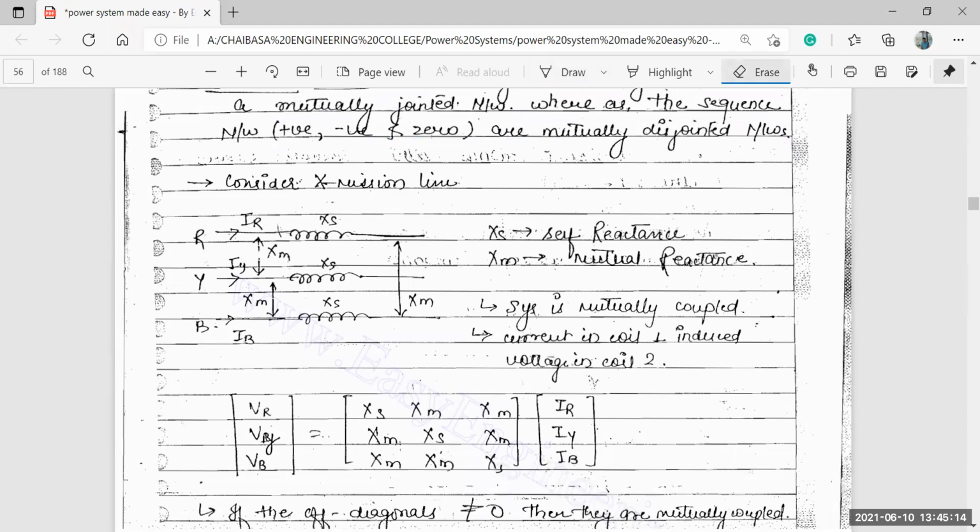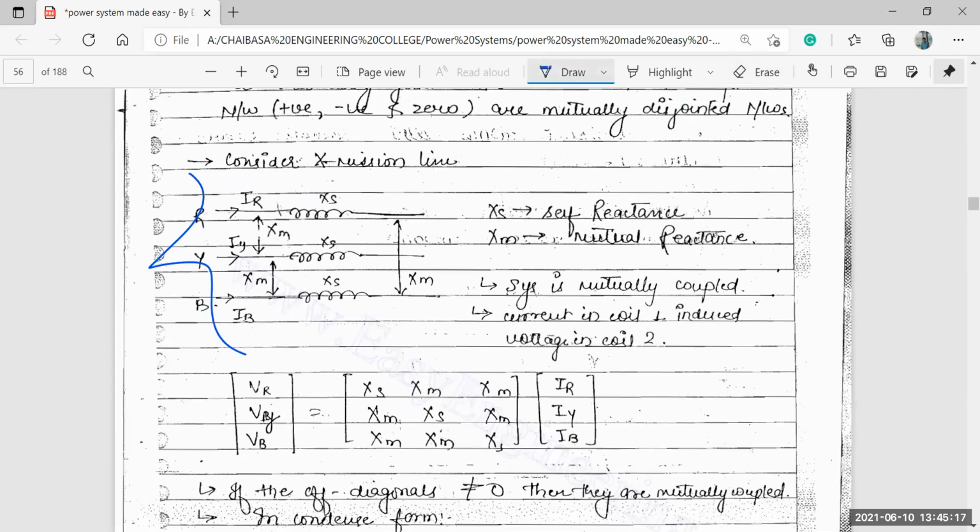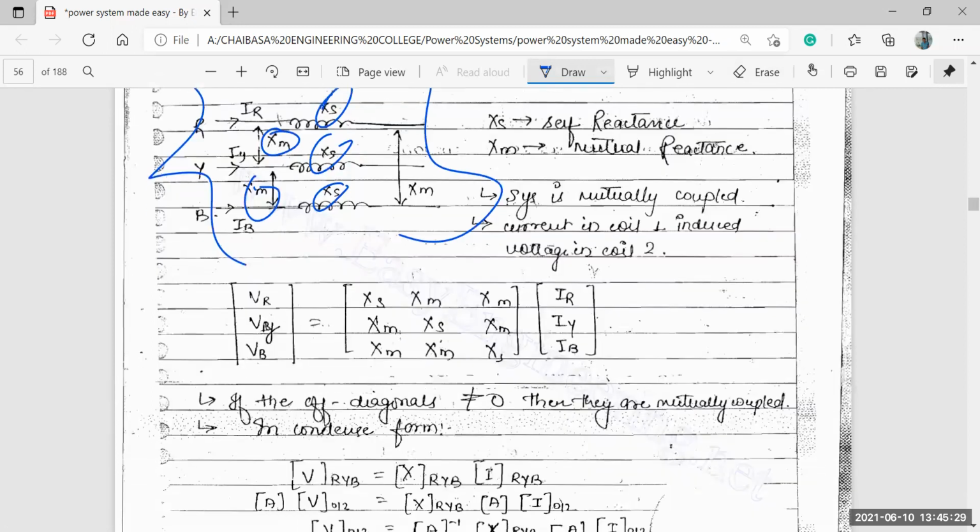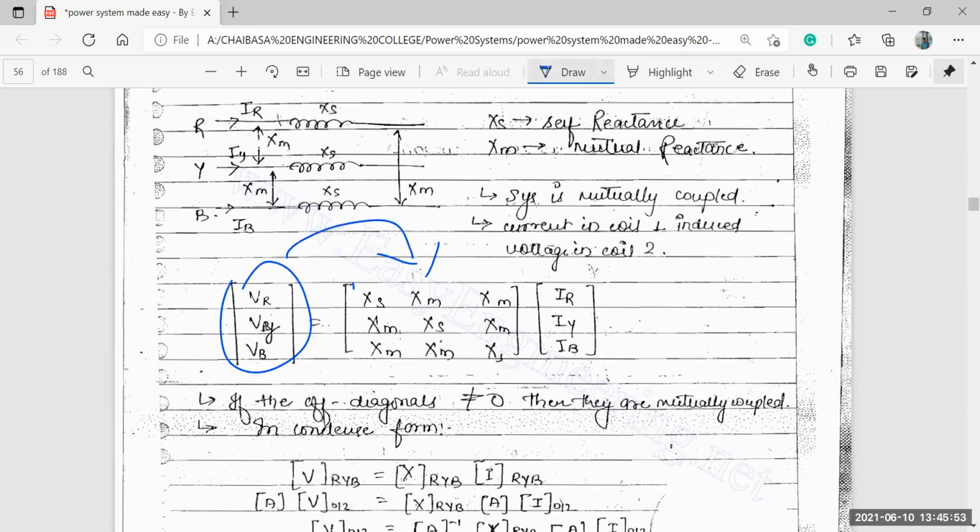Let's see. Consider this transmission line. We are considering only one transmission line, that is your RYB, which has self reactance XS and a mutual reactance between these phases. If we form this in matrix form, that is V equals X into I, this X is a reactance matrix with rows and columns RYB, and it is solved in this manner. The diagonal will be your XS, and the other elements will be your mutual reactance.